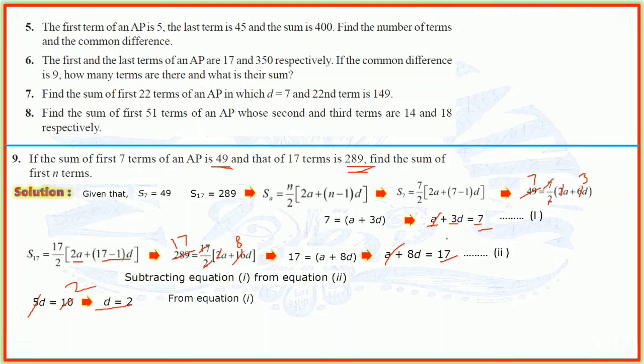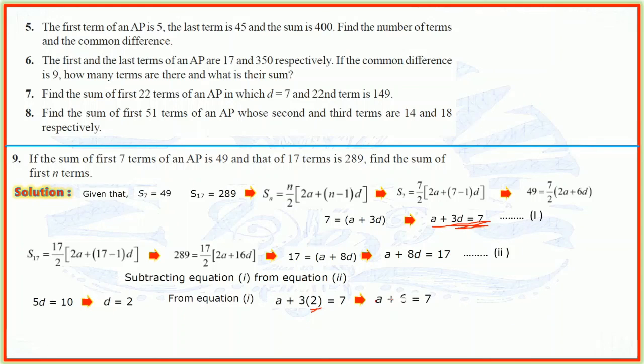Now from equation 1, since we got d, we are looking for the value of a. So a plus 3 into the value of d. a plus 3d is equal to 7. So a plus 3 into 2 is equal to 7. So a plus 6 equals 7, so a is equal to 7 minus 6, 1. So we got a is equal to 1. Now Sn is equal to n by 2 into 2a plus n minus 1 into d. That is our final step of this question.